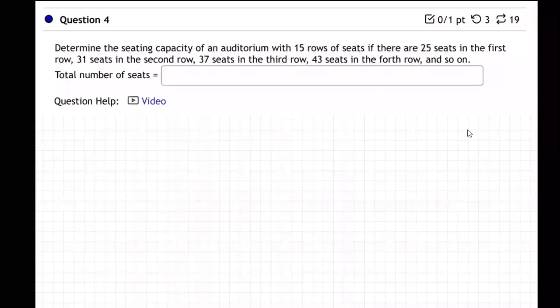So question 4. So let's take a look. Determine the seating capacity of an auditorium with 15 rows of seats if there are 25 seats in the first row, 31 seats in the second row, 37 in the third row, 43 in the fourth, and so on. Let's draw a picture about what they're talking about.